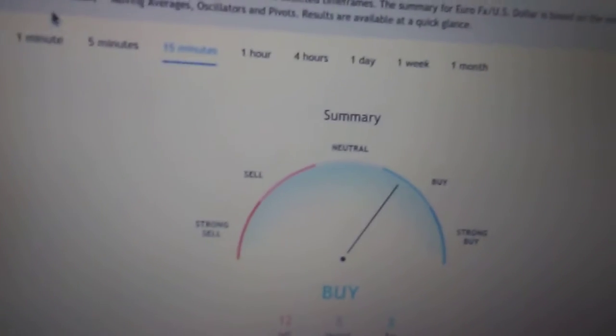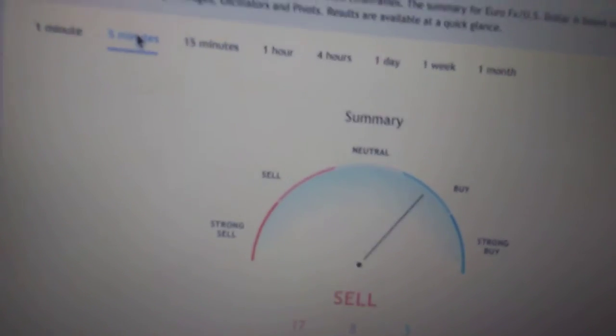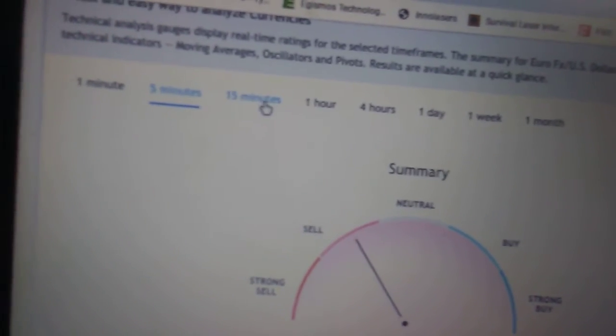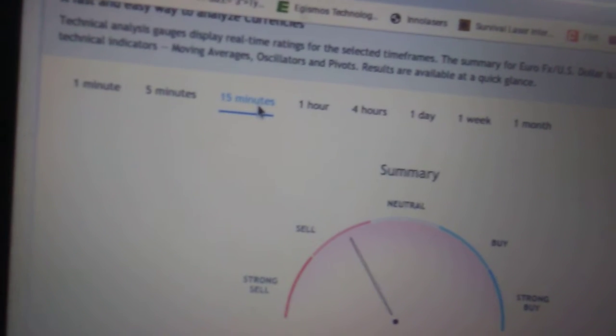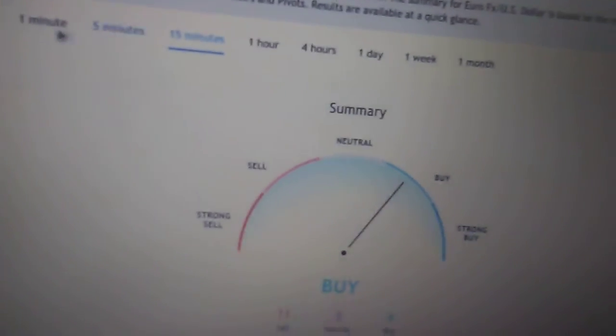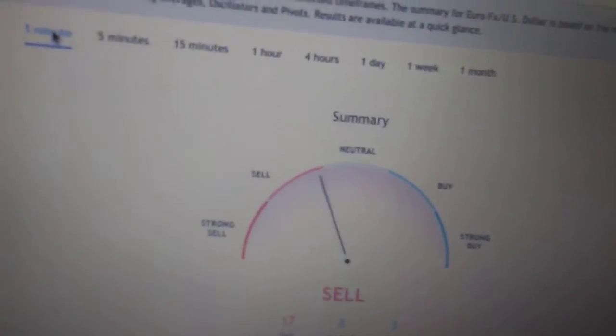And bam, it's a buy. Right now, if you looked at the chart, it would be on a buy candle. The 5 minutes going to be a buy. Oh, wait. The 5 minutes is sell. The 15's a buy. Well, no wonder my thing's not updating. But that right there gives you a good indication of what's going on.